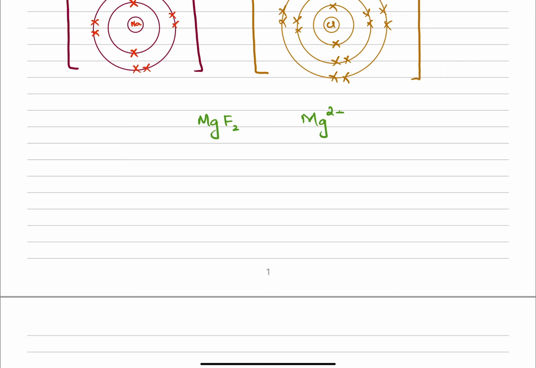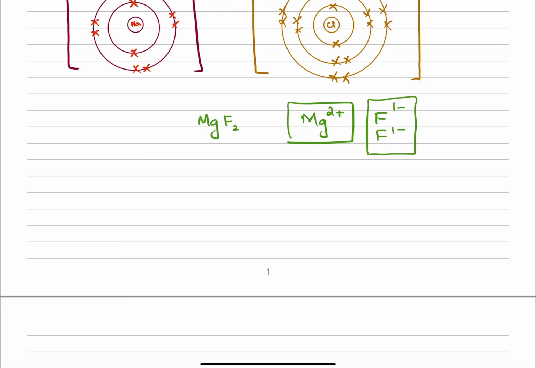So the charge of the magnesium cation will be 2 plus. Fluorine is in group 7. So fluorine can only gain 1 electron. So the charge of fluorine would be 1 minus. I need 2 fluorines to balance the charge of magnesium. I would need 2 of the fluoride ions to balance off the charge of 1 magnesium ion.